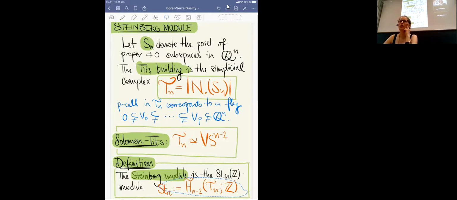Another question. I will just talk about this Steinberg module. Is it the Steinberg representation of GL-N? Yes. The question was whether the Steinberg module is the same as the Steinberg representation of GL-N. Yes, you can really write it as well.